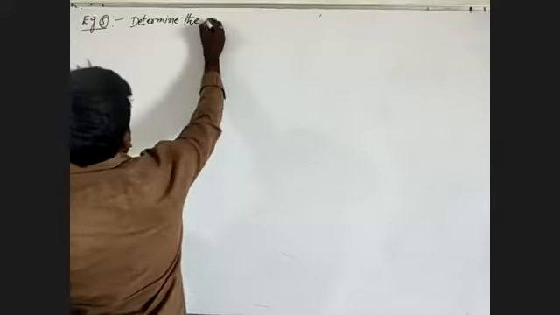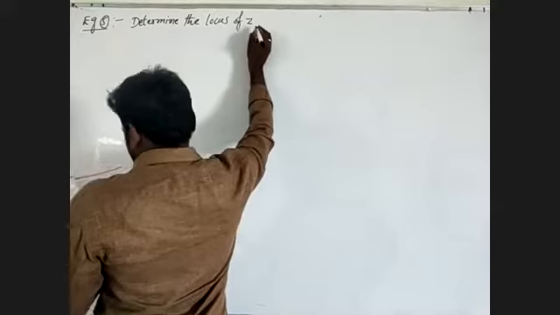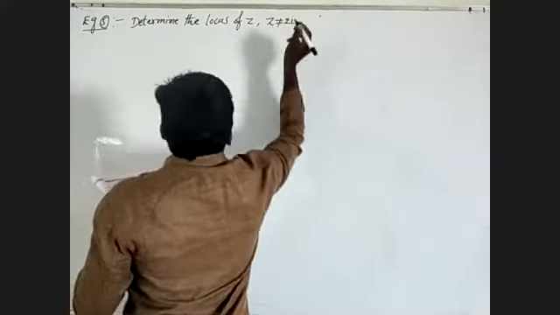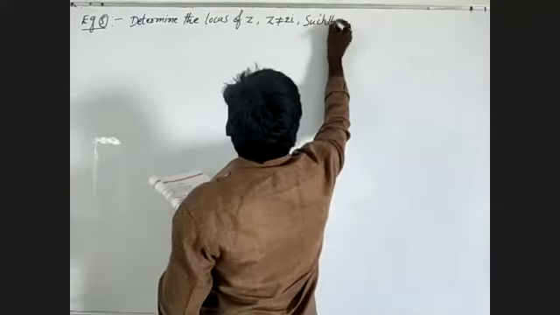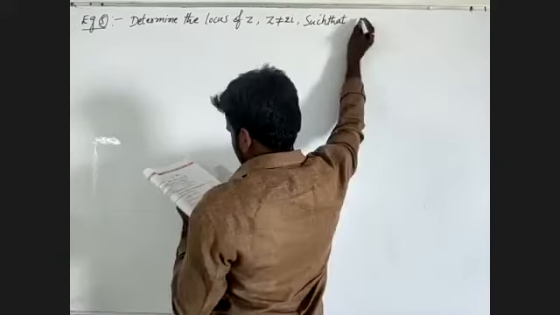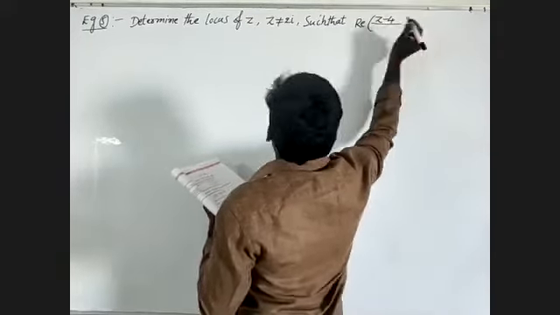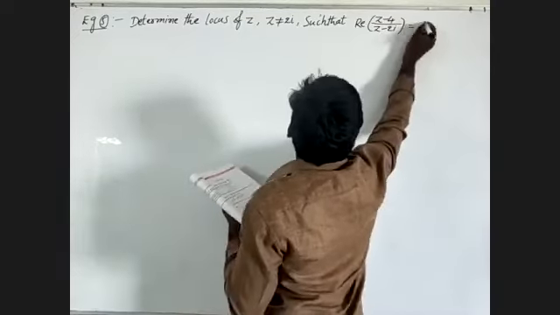Locus of Z. Determine the locus of Z, where Z is not equal to 2i, such that the real part of (Z minus 4) by (Z minus 2i) is equal to 0.